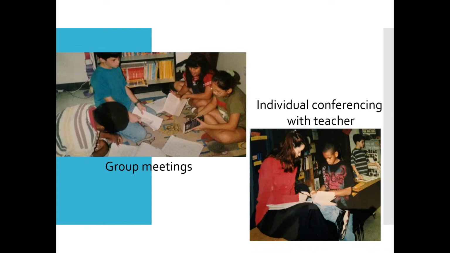Here's students working on some role sheets, job sheets, and journaling. Group meetings where the students who are reading the same book come together to complete their discussion using their role sheets. And of course, if you like, as a teacher, you could involve yourself in conferencing with students.